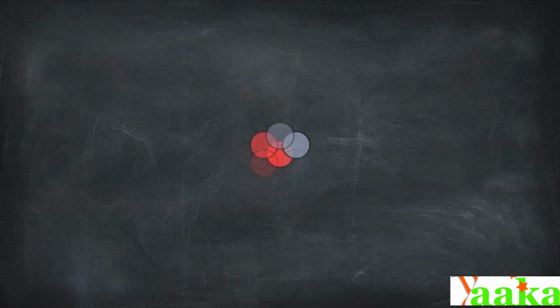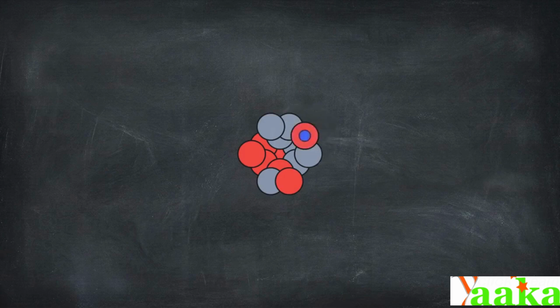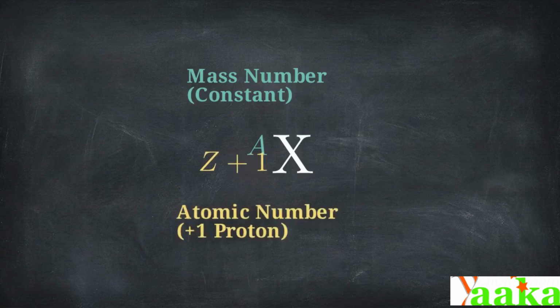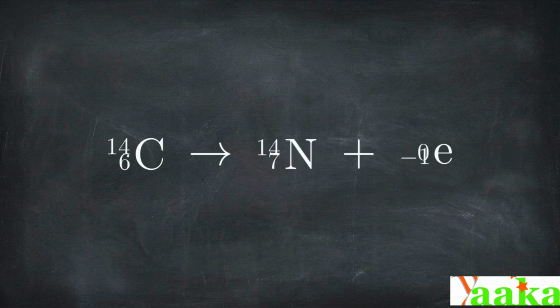When an atom undergoes beta decay, a neutron in the nucleus turns into a proton, emitting an electron. Because a proton is gained, the mass number stays the same, but the atomic number actually increases by 1. Carbon-14 decays into nitrogen-14, shifting its atomic number from 6 up to 7.